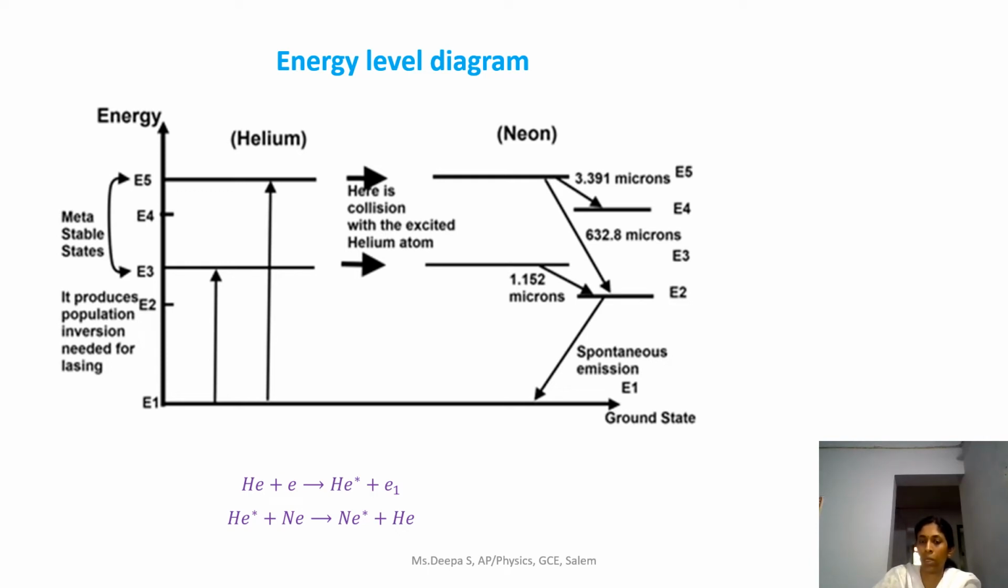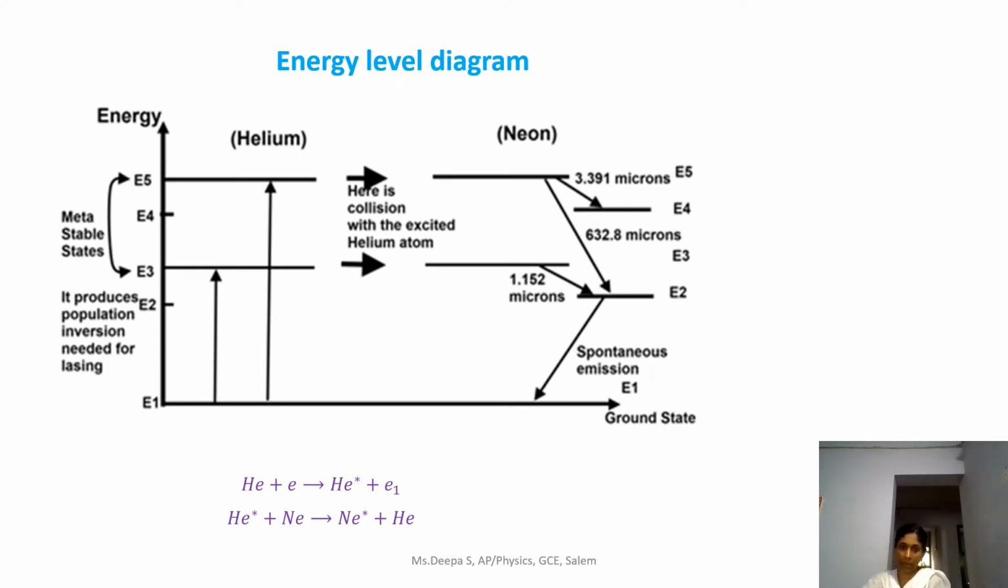When the neon atom goes from the E3 level to the E1 level, a wavelength in the range of 1152 angstrom is obtained. So E5, E3, and E2 are the radiative transitions. From these, we get laser sources in the wavelength range from 1100 to 6300 angstrom. When the jump is from E2 to E1, it is a non-radiative transition.